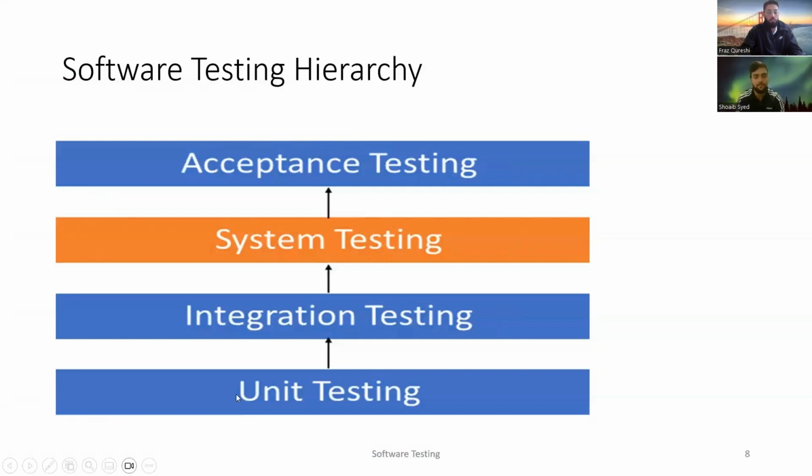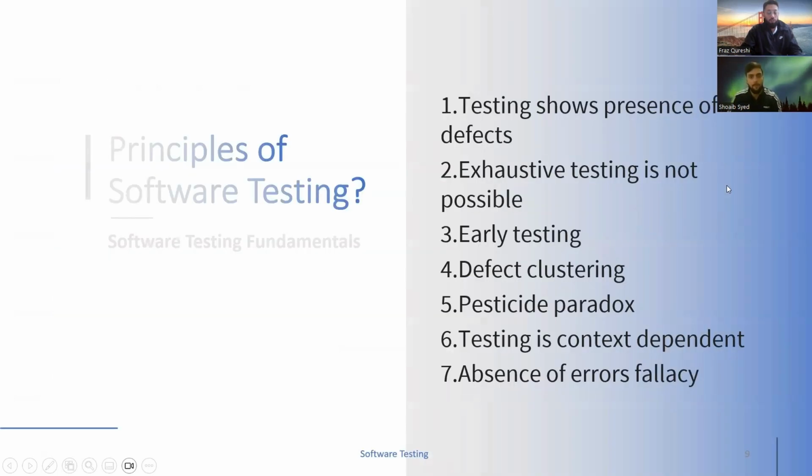The hierarchy is unit, integration, system, and then at the end, acceptance. It's the same acceptance criteria. All those acceptance criteria have to be met for me to even start the acceptance testing. And then there are 7 principles of testing. Again, nobody's going to ask you this in any interview. This is for you to keep in mind, because you'll be a tester and you will see situations and you can relate to these principles.